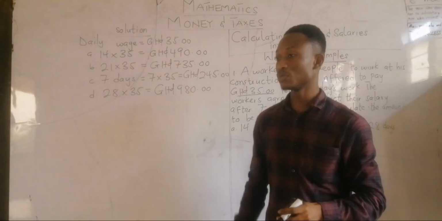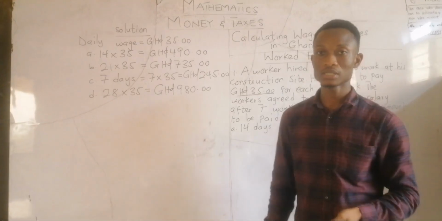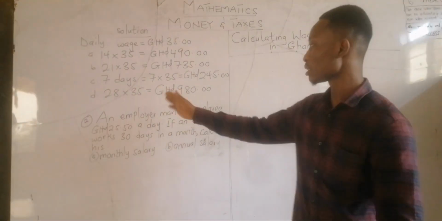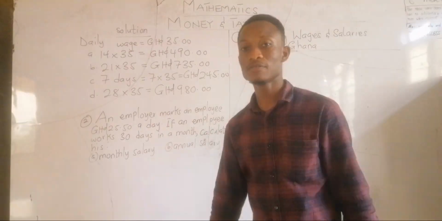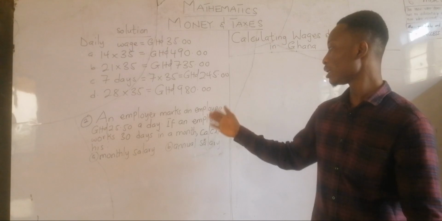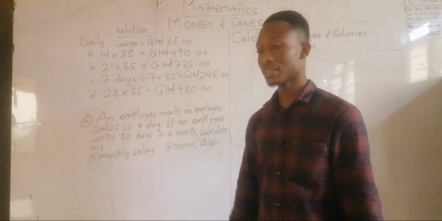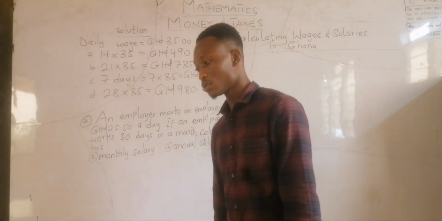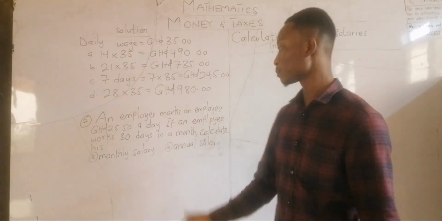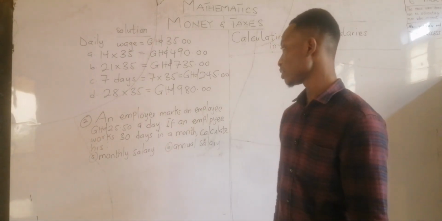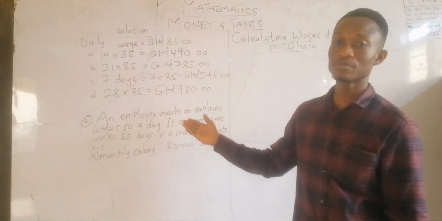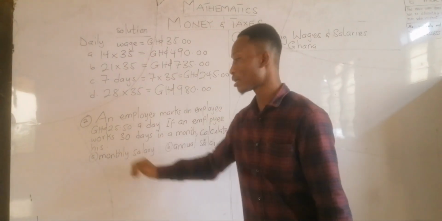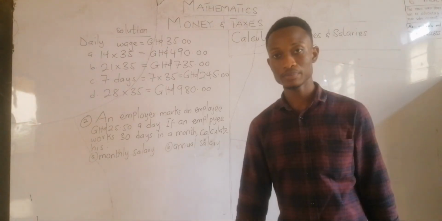So this is how we calculate the daily wage. Let's take the second question. It says that an employer pays an employee 25.50 cedis a day. If an employee works 30 days in a month, calculate his A, monthly salary, and B, annual salary. So if that worker is working for 30 days in a month and is taking 25.50 cedis each day, how much is he or she taking at the end of the month and at the end of the year?